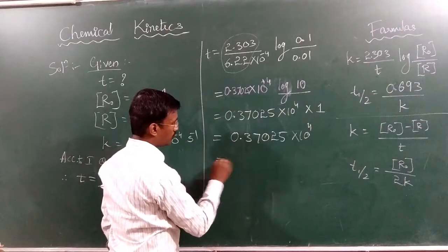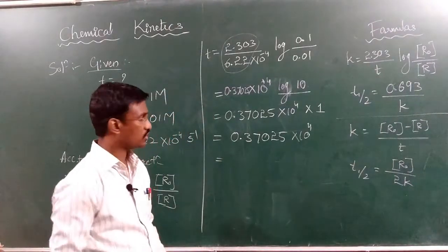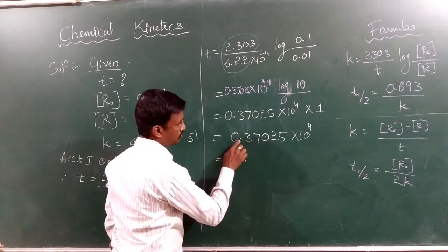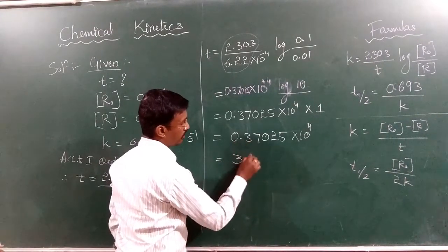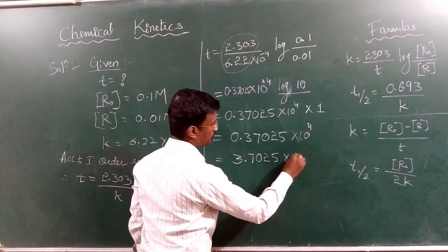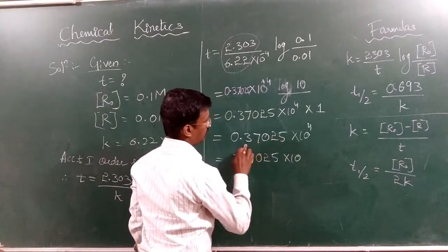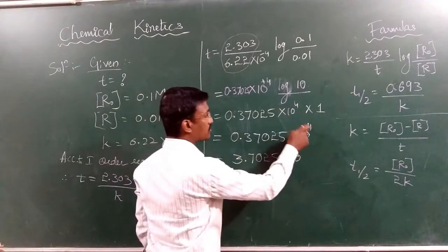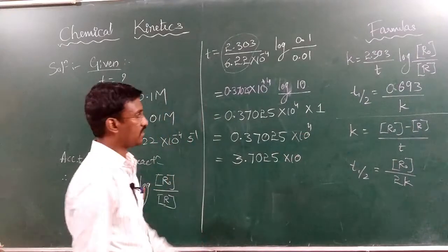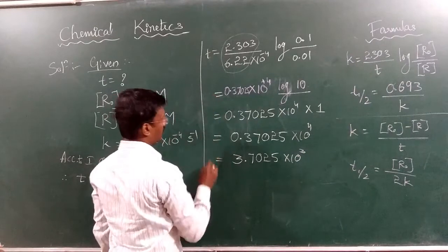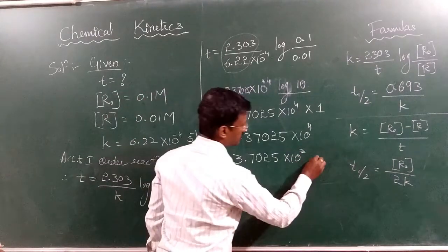So we know that according to scientific notation, we have to write the answer first with a non-zero digit before the point. So we will shift this point to the side. 3.7025 into 10 raised to. Here we have increased the number by 1 digit. Therefore, we have to reduce the power by 1. Therefore, 4 is converted to 3. This is time. Time should be in seconds.